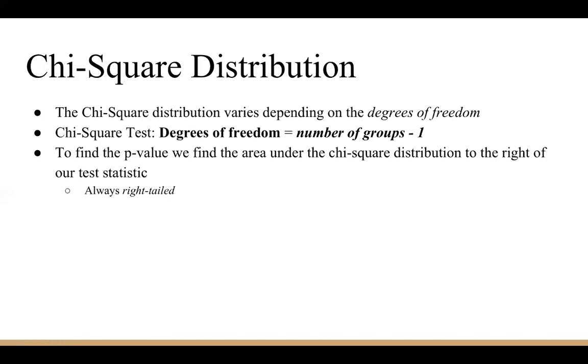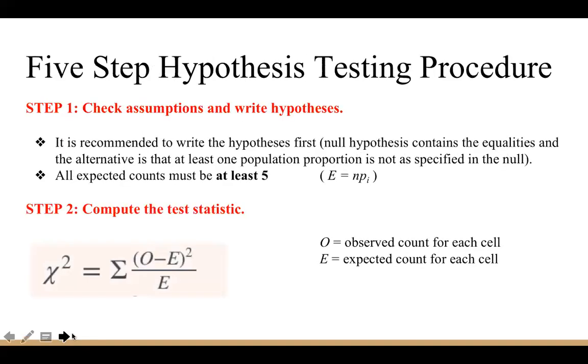So to find the p-value, you're going to find the area under the chi-square distribution to the right of the test statistic. Remember, when you're finding your p-value on a chi-square distribution, it'll always be a right-tailed test.